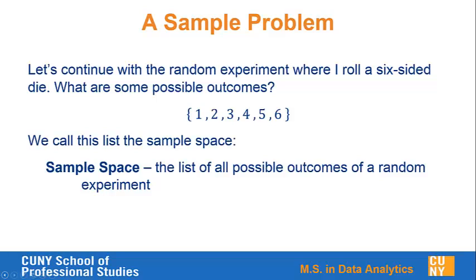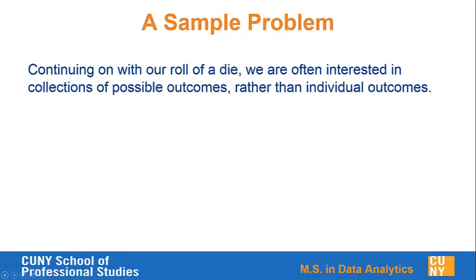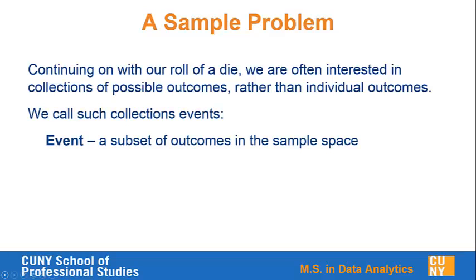As we continue on, we're often interested not just in particular outcomes, but what we're going to call events. And so an event is going to be a group or a collection of possible outcomes, rather than an individual outcome itself. So we want to make this distinction. An outcome is one of the possible results. So I roll a 1, that's an outcome. An event, then, is going to be any subset of the possible outcomes within the sample space. So an event can be an individual outcome, or it can be any collection within.